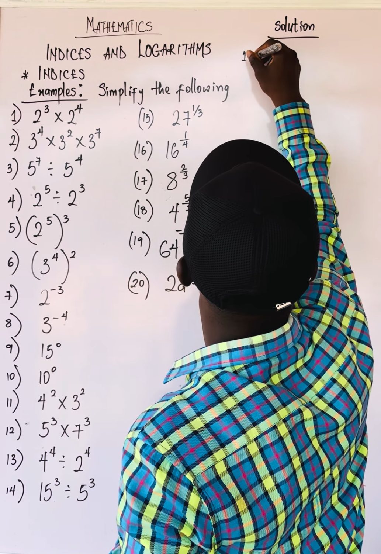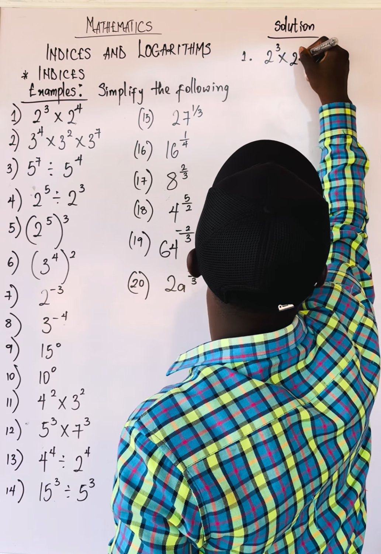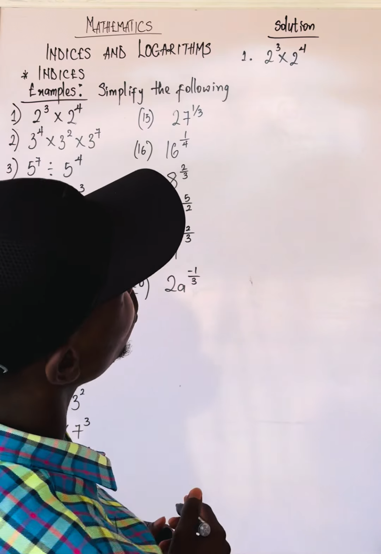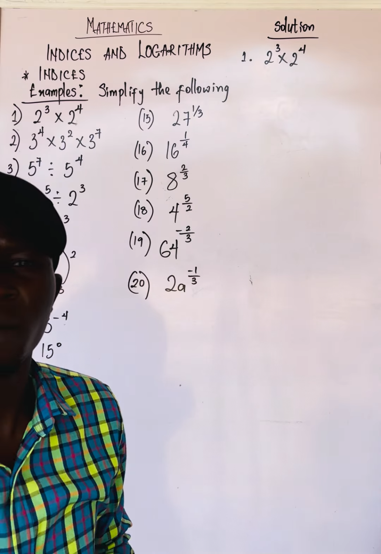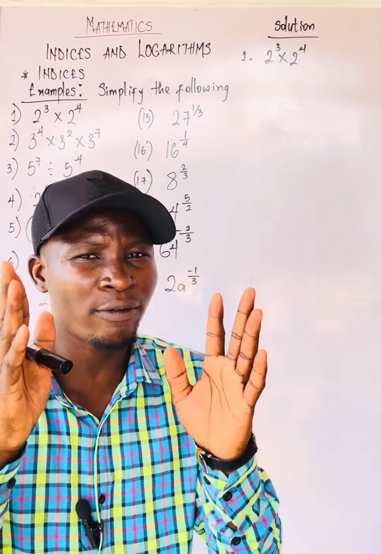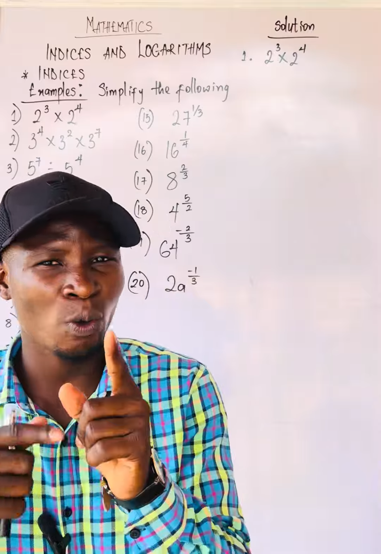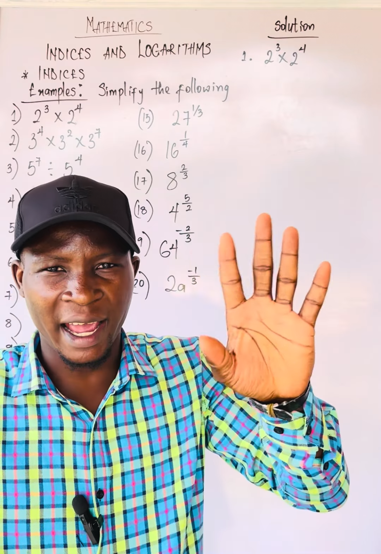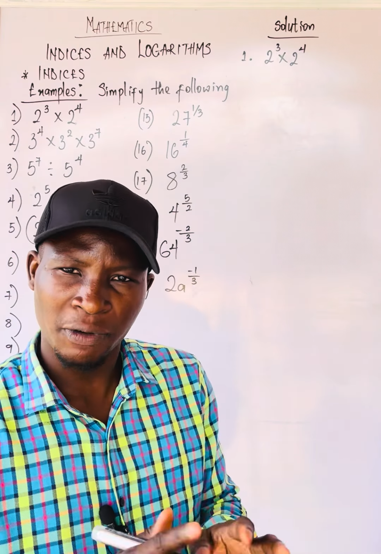For question one, it says 2 to the power of 3 times 2 to the power of 4. How do you go about it? If you look at it very well, this looks like the first law. If you have not watched my previous video on indices, go back and watch it, and watch all the laws of indices. There I explain everything.